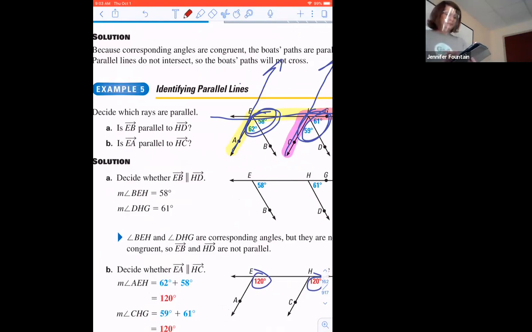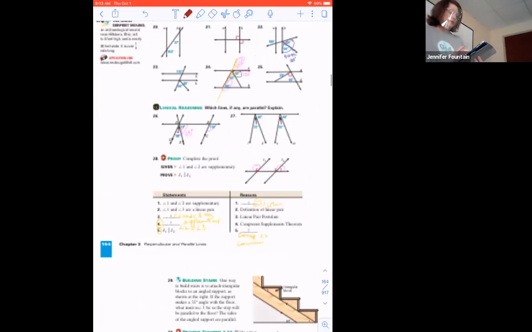3.5. Using properties of parallel lines.